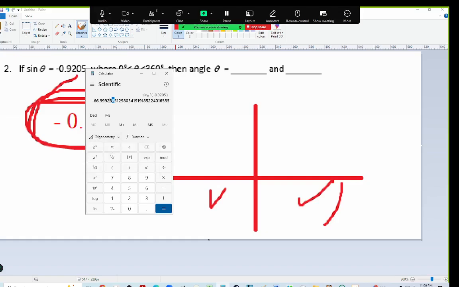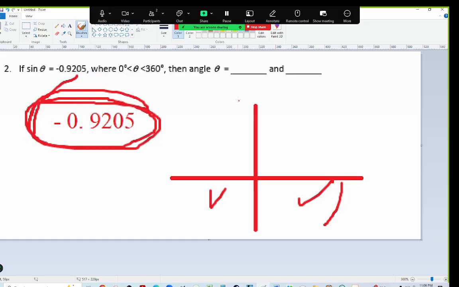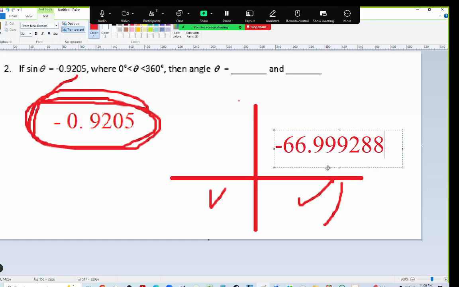And it gives me this negative angle. It's pretty sure we're going to round it up just to save our lives here. We're probably going to use, instead of that, negative 67, right? Because it's 67, pretty close. So negative 67.